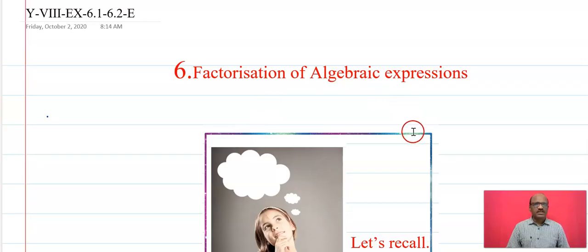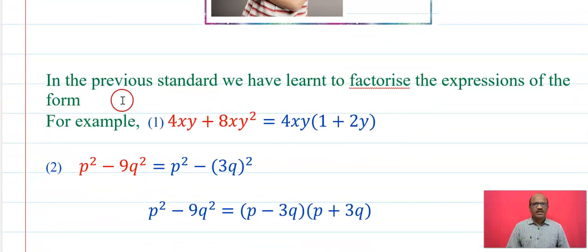Factorization of algebraic expressions. Now let's recall. In the previous standard, we have learned to factorize expressions of the form, first example, 4xy plus 8y square. From these two terms, we can take 4xy as common. In the first term, 4xy into 1, and in the second term also we can take 4xy. Therefore, that equals 4xy in bracket 1 plus 2y.